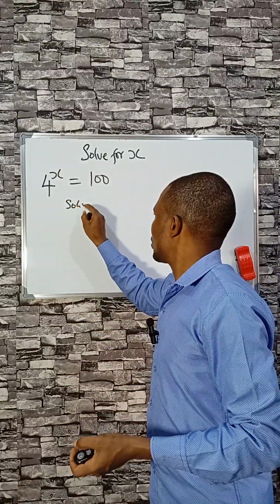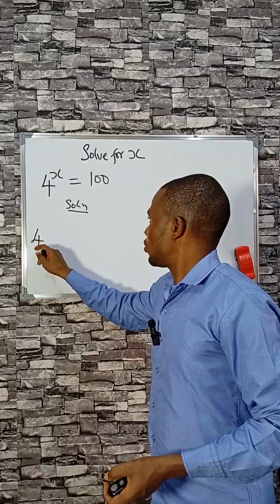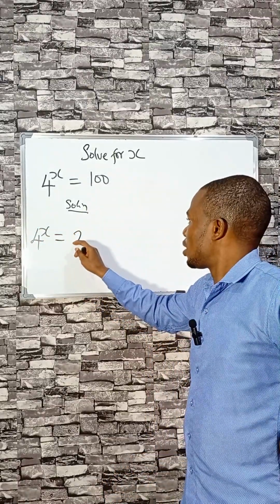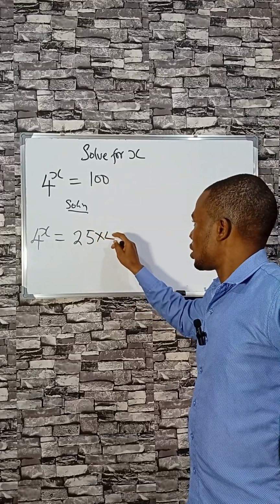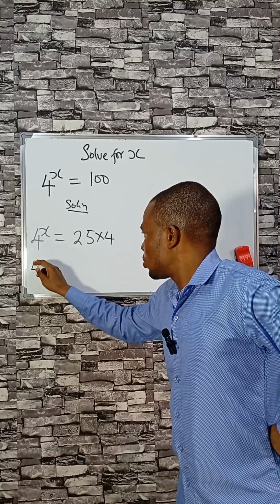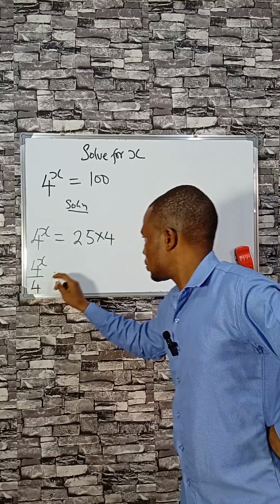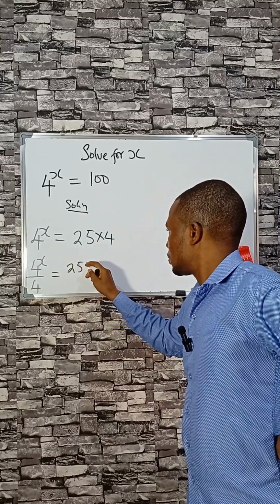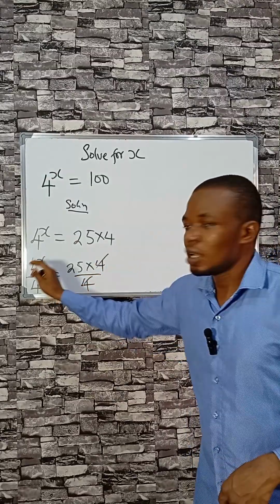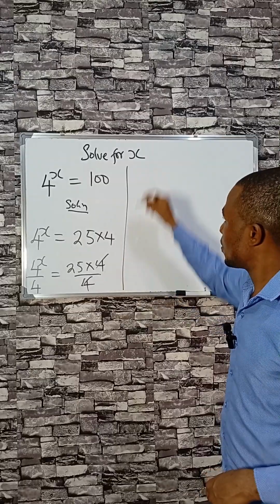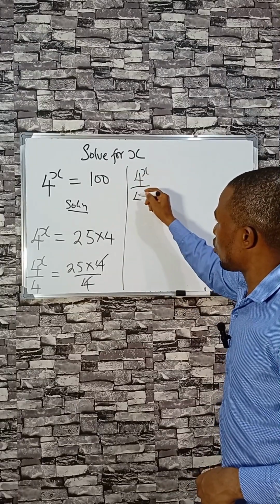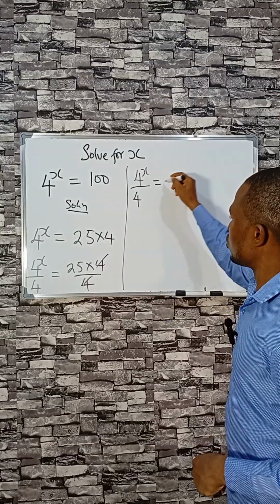Solution: 4 raised to the power x equals 100, which can be written as 25 times 4. We are solving for x. Now, if I divide through by 4, so that this will cancel this, I'll be left with 4 raised to the power x divided by 4 equals 25.